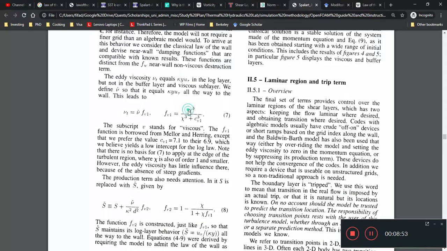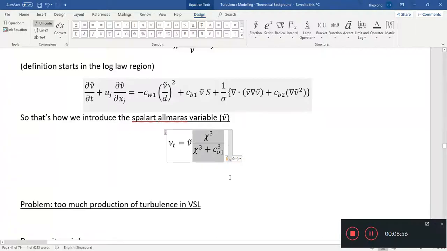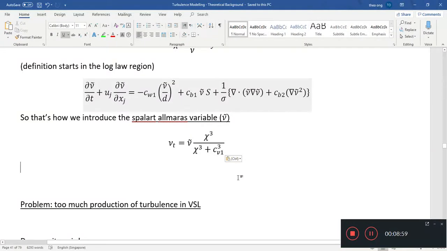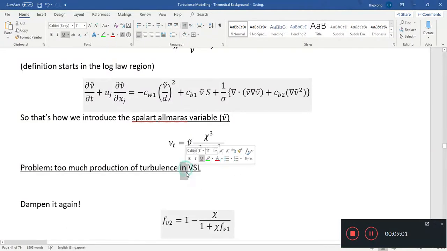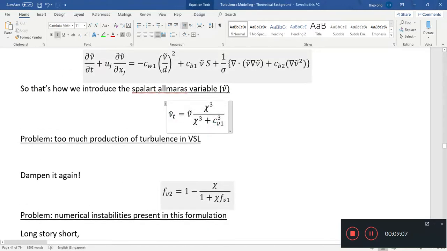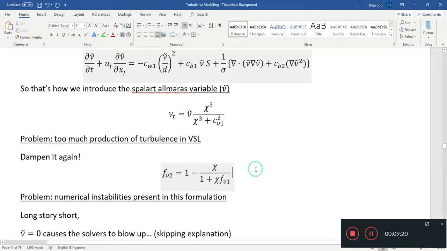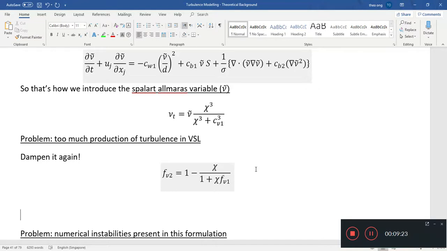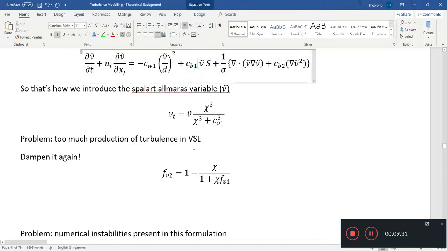However, there are a few other problems. Firstly, there's too much production of turbulence in the viscous sublayer. So even though you have this relation to try and dampen the actual turbulence viscosity inside the viscous sublayer, the production of turbulence is still too much. So what they do is dampen the production term. This is the production term, and they dampen it.